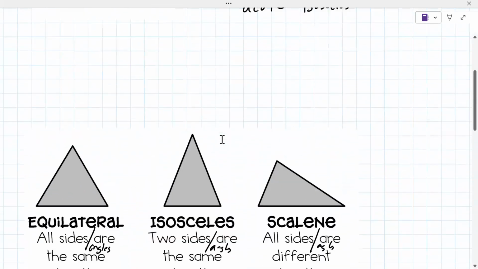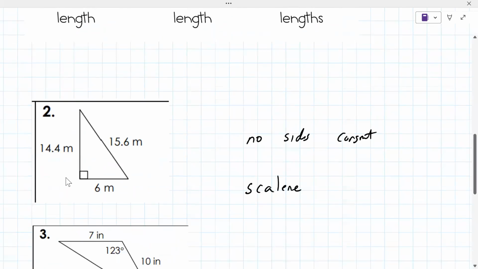All right, so I'll let you decide if you want to write that down. Number two, what kind of angle is this when it's the box? Do you remember that? Maybe you've never seen that before. The box, the square there, that's a right angle. So this is a right scalene triangle. I have seen that box before.